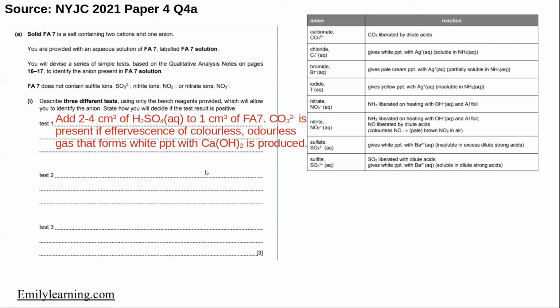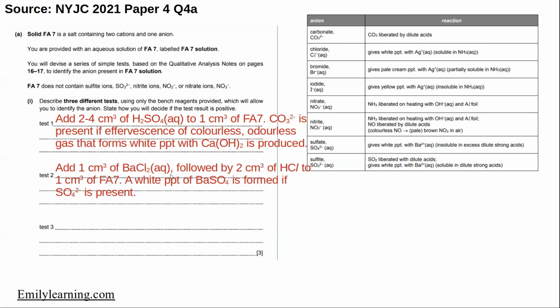Next, we'll write the second test, which is to test for sulfate. I prefer to write these 2 first because they are shorter. Then the longer one, I write it last. For the test for sulfate, I will add aqueous barium chloride followed by acid. Then if a white PPT is formed, that means sulfate is present.